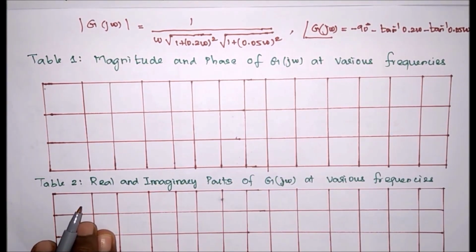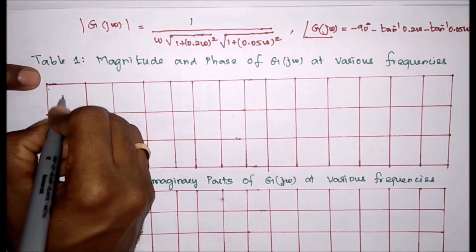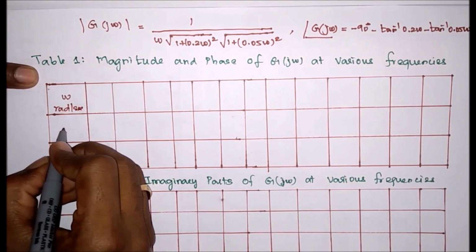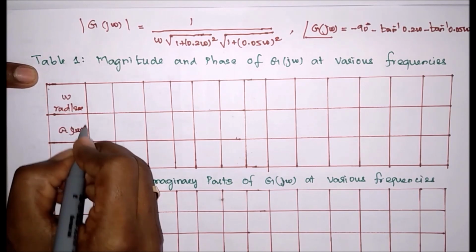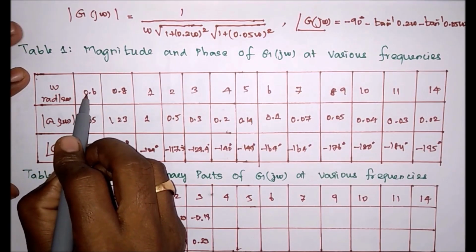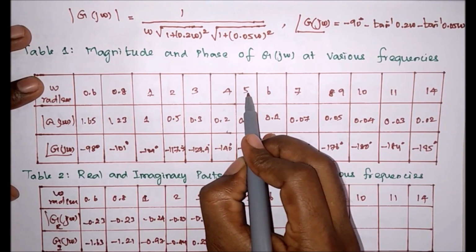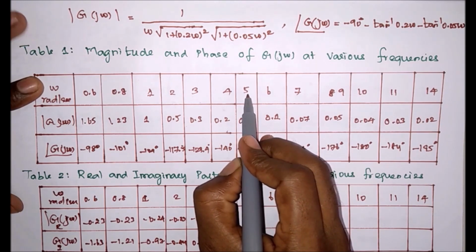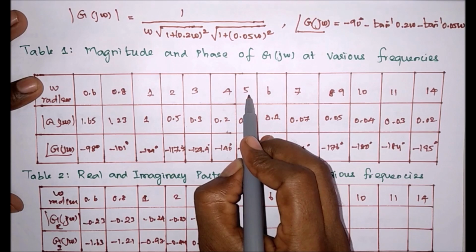So now we know corner frequencies are 5 radian per second and 20 radian per second. So around 5 and 20 we are going to select various omega values. This is the omega in radian per second, this is the magnitude of G(j omega), then the phase angle of G(j omega) for various values of omega. Around corner frequency 5 we have to select some values, and around corner frequency 20 we have to select some values.